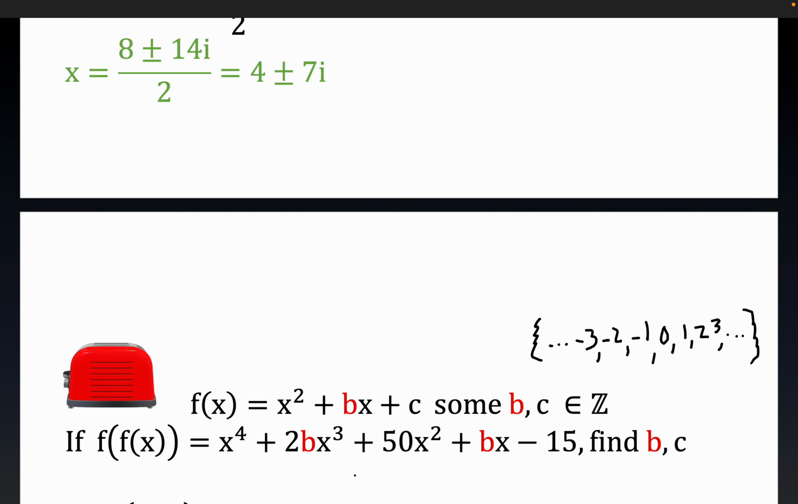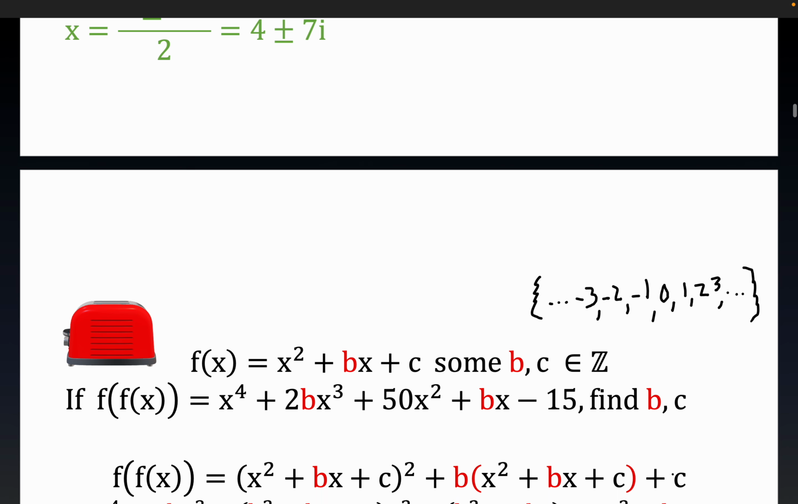All right, and we're given a quadratic expression, and we compose it with itself. Okay, and we get this statement right here, which relates back to the b in the original quadratic. Again, this is an operation of composition, or compose, some people say. But again, we're supposed to find b and c.